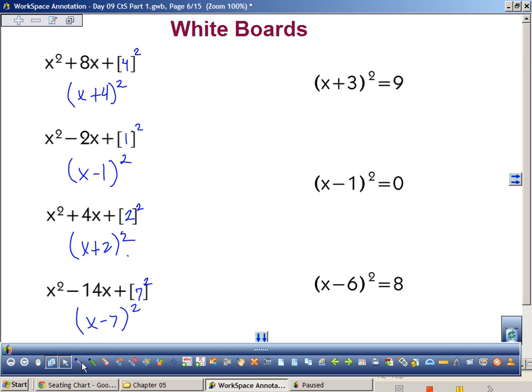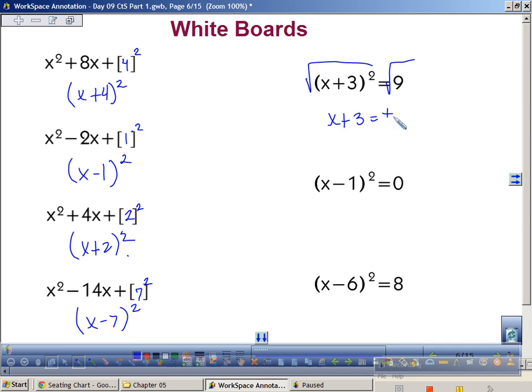It's a miracle! A little bit of math here. Okay. Well, what about here? How would I solve these? Square root. That would be x plus 3 equals plus or minus 3. Got this one? Equals plus or minus 0, but you don't have a plus or minus of 0, right? It's just 0.